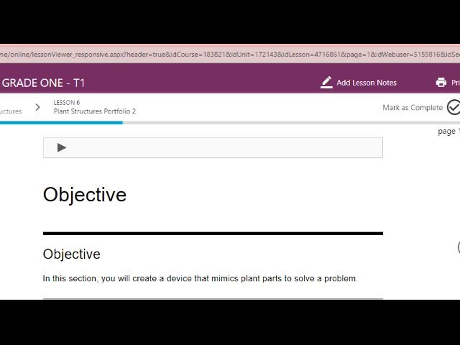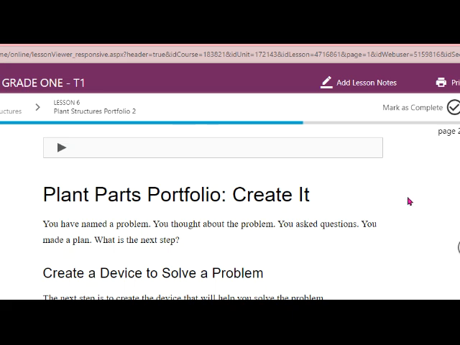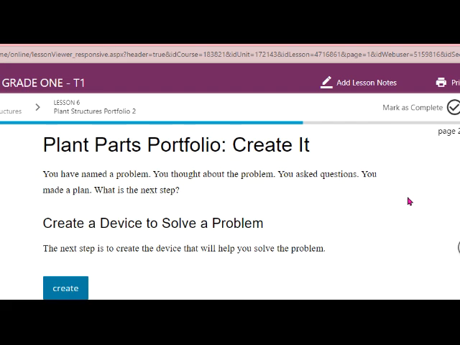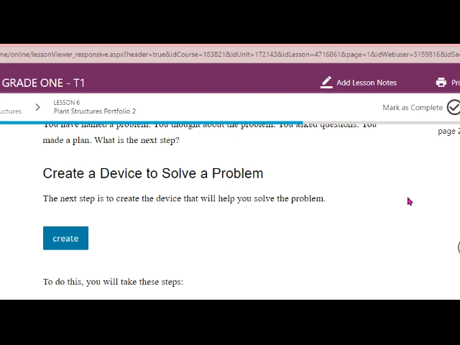Objective. In this section, you will create a device that mimics, remember that means copies, plant parts to solve a problem. You've named your problem. You've thought about your problem. You've asked questions. You made a plan. What is the next step? Create a device to solve a problem.